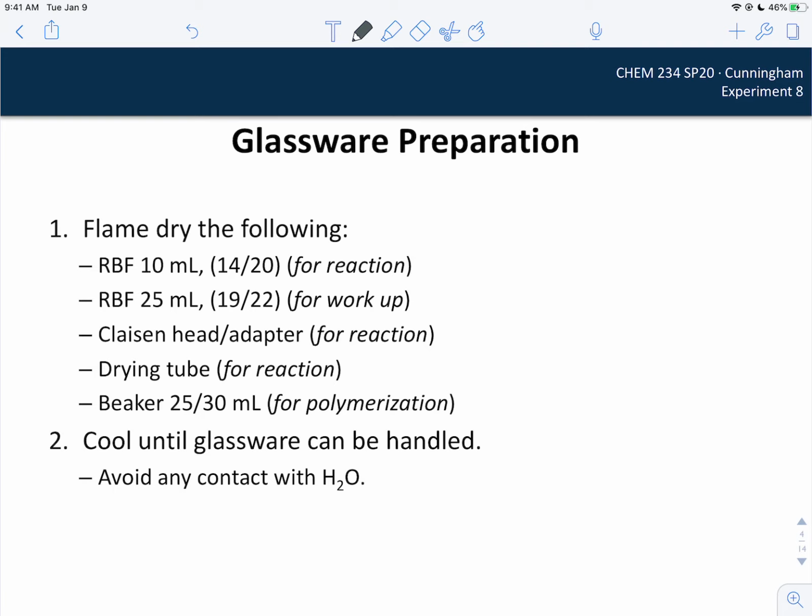So we do have some moisture sensitive reactions that we are working with here, and we'll talk about why exactly that is, but it's very important that we prepare our glassware accordingly so that we don't run into any problems. So after we flame dry these, we want to cool them in a large beaker until the glassware is cool enough to be handled and our apparatus can be assembled. We want to make sure again that we're avoiding any contact with water after we have those flame dried.